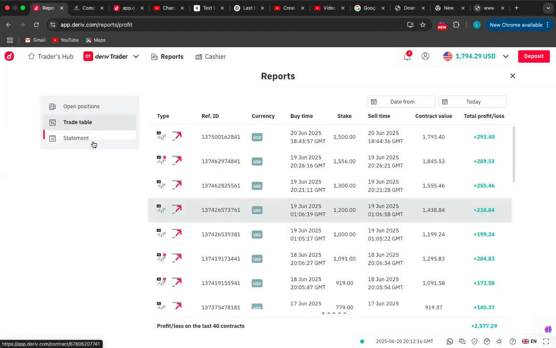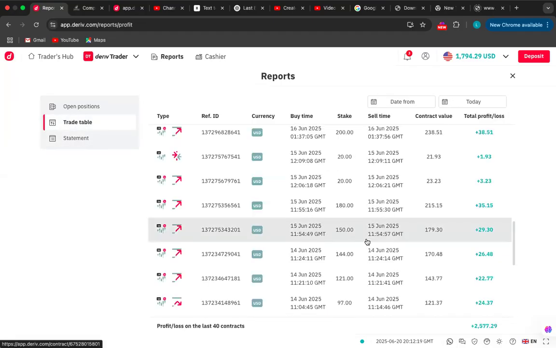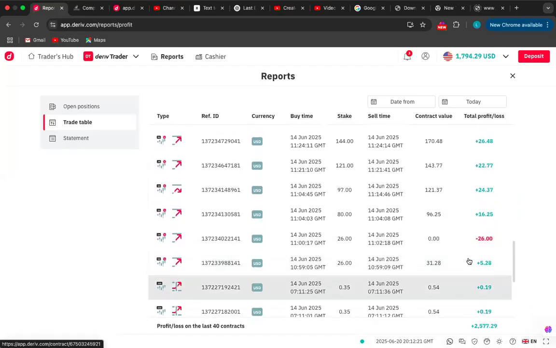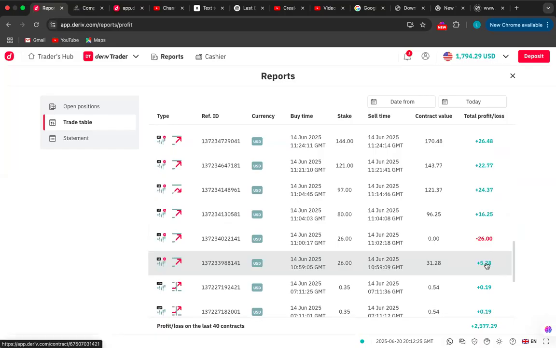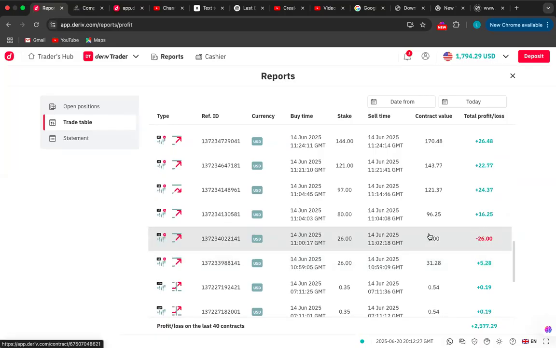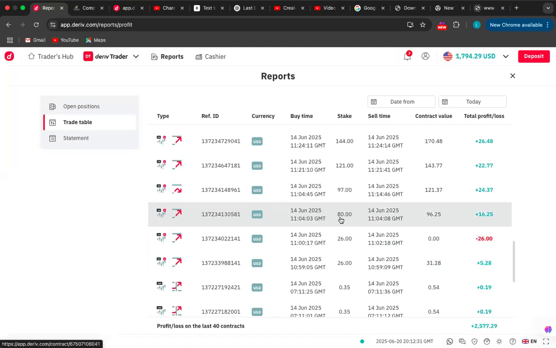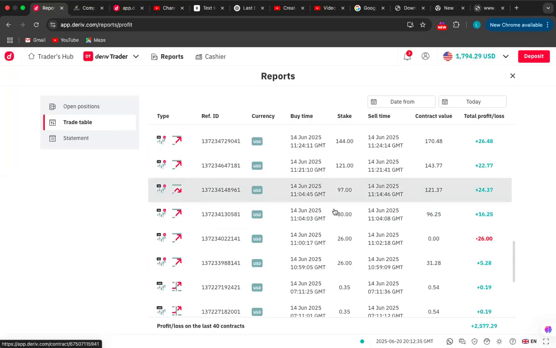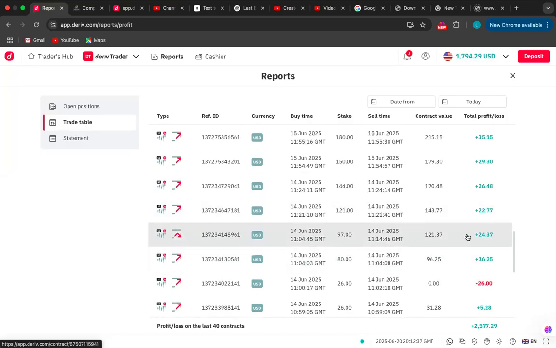So let's go to the trade table on the 14th. The first trade I took was this, and I was able to make $5 profit. The second trade I lost $26, and I was left with $82, to be precise. And then with that $82, I was able to build and make consistent profit.